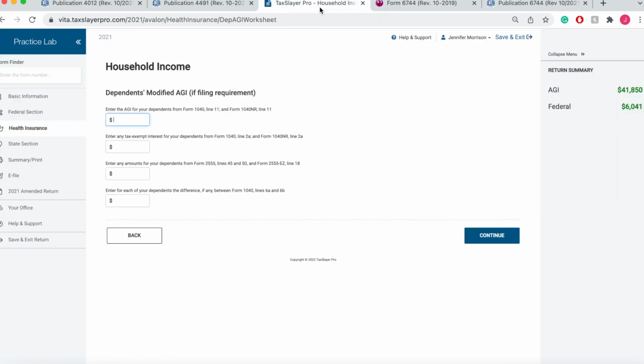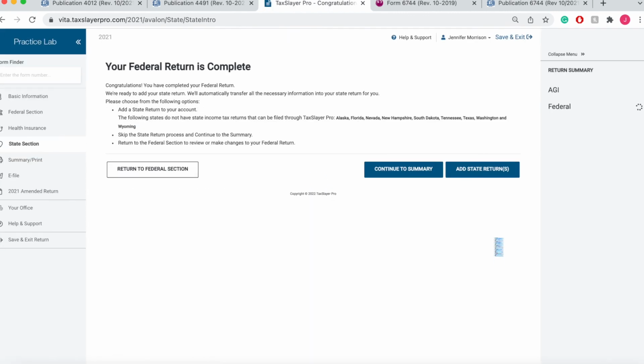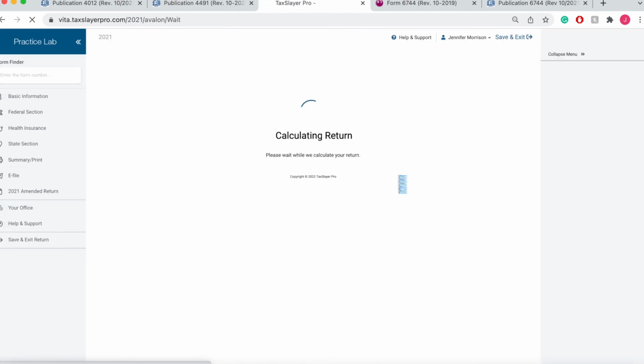You see here, it's going to ask stuff, depends modified AGI. If it's a filing requirement, it's not a filing requirement. We're going to click continue. So the federal return is complete. There's going to be information in future videos on how to do the state return and some details around that, because that is evolving somewhat as we go. But we're going to continue to the summary.